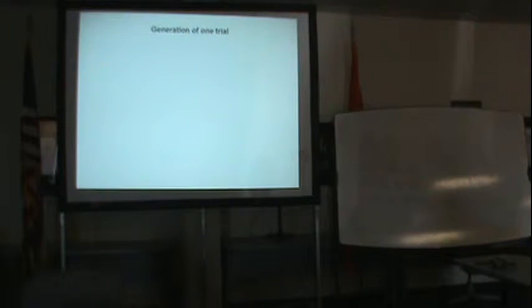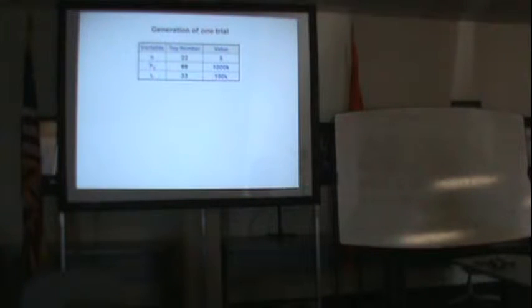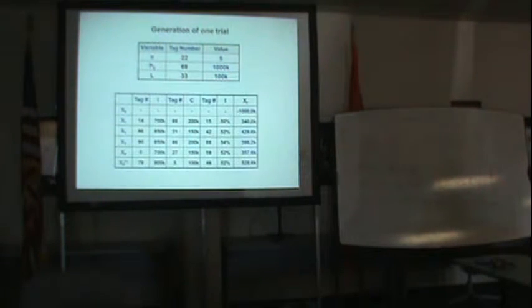So let's generate one trial. Okay, I got tag numbers 22, 69, and 33 for N, P0, and L. That means 5, 1 million here, and 100,000 there. Since this is equal to 5, I need to generate X0, X1, X2, X3, X4, and X5. And in X5 I have a little note here saying that it includes the salvage value like I did here.